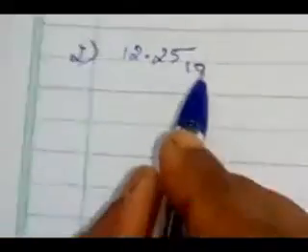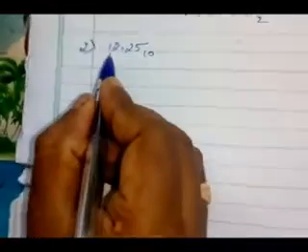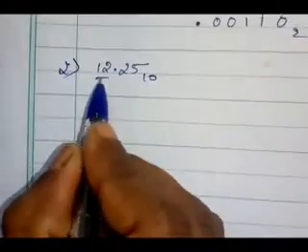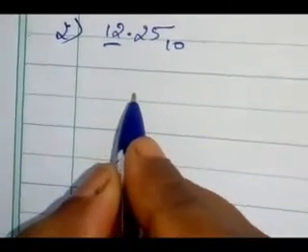12.25. This fractional number we want to convert into binary. How are we converting? First we take the integer part. What is the integer part? 12 is the integer part. Integer part: ordinary conversion. How?